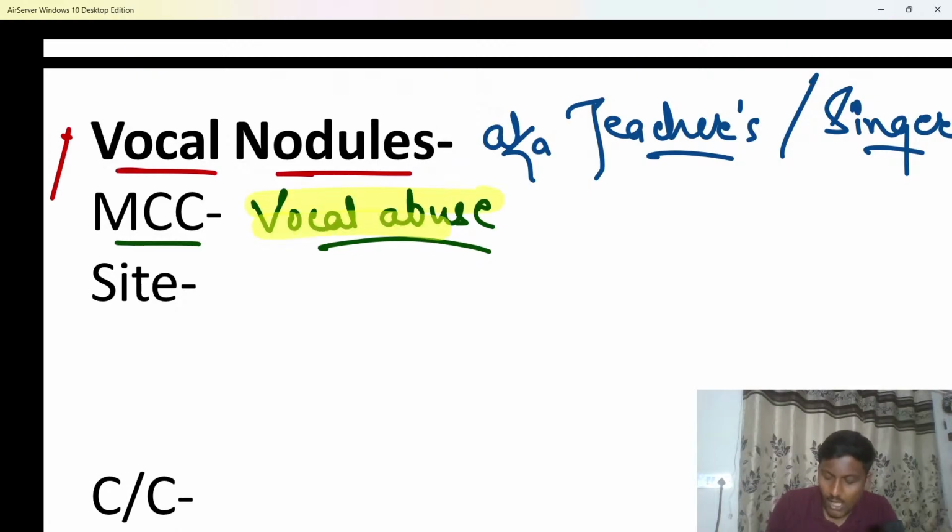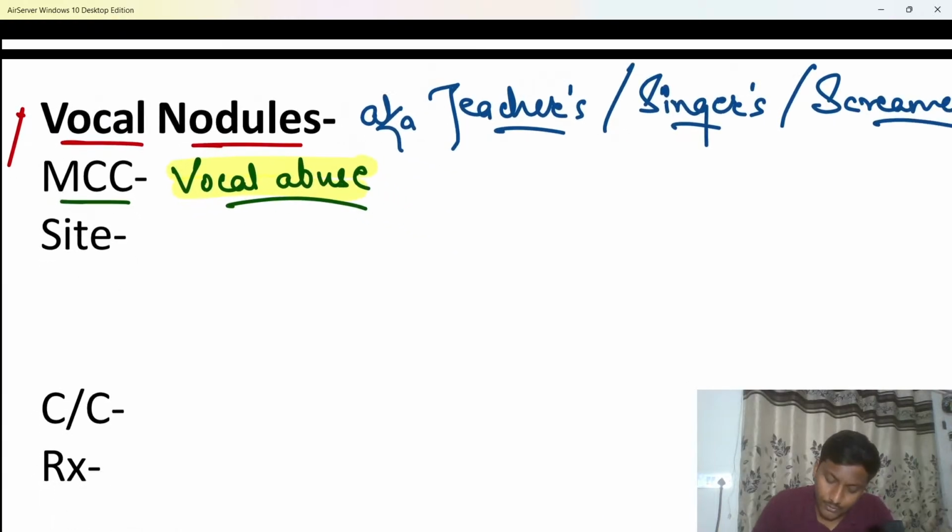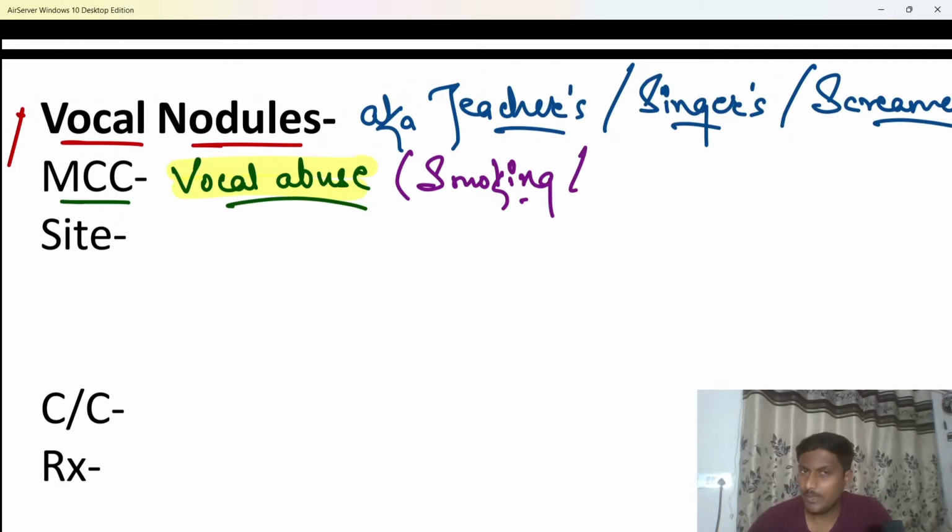Yes, beta. Apart from vocal abuse, there are other causes also. Like, one of the important causes always is smoking. A lot of voice disorders, problems that you have in the larynx, one of the leading reasons for it is smoking, beta. Other reason, anybody? Will there be any other reason?